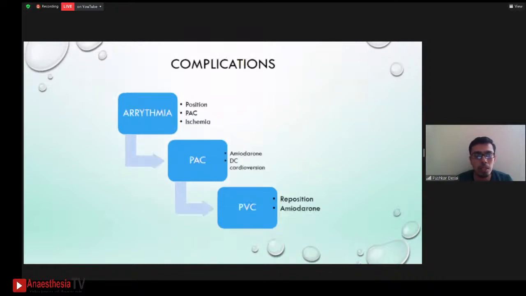Coming on to the complications, the arrhythmogenic complications are important during CABG, and they should be tackled accordingly. Most of the complications are related to positioning, and careful positioning by the surgeon usually avoids the arrhythmia.